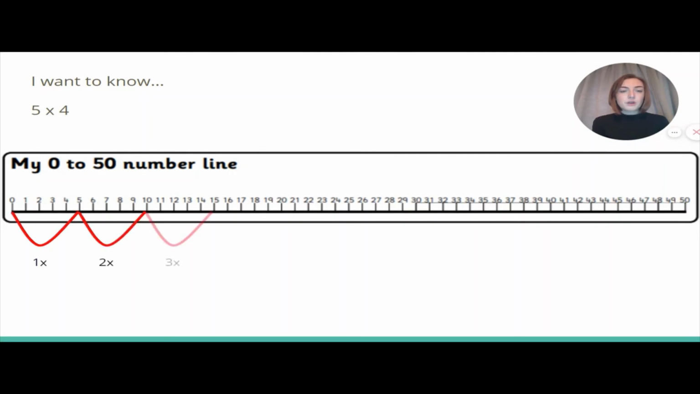1, 2, 3, 4. I've jumped up 4 times 5 and I got 5, 10, 15, 20. 5 times 4 is 20. And if I swap that round and ask for 4 times 5, my answer would still be 20. Well done.